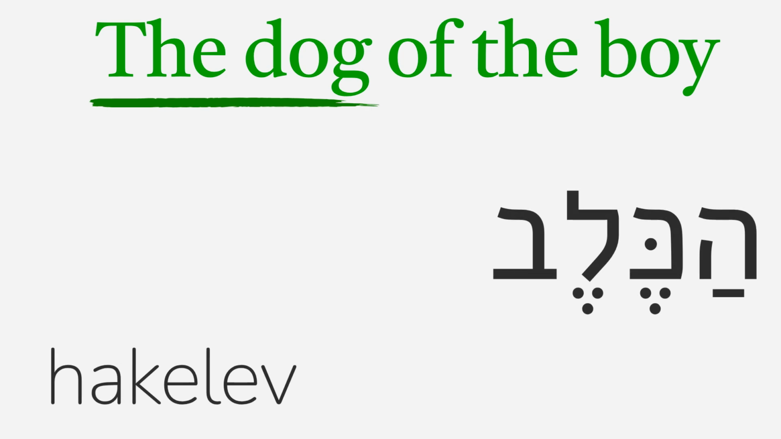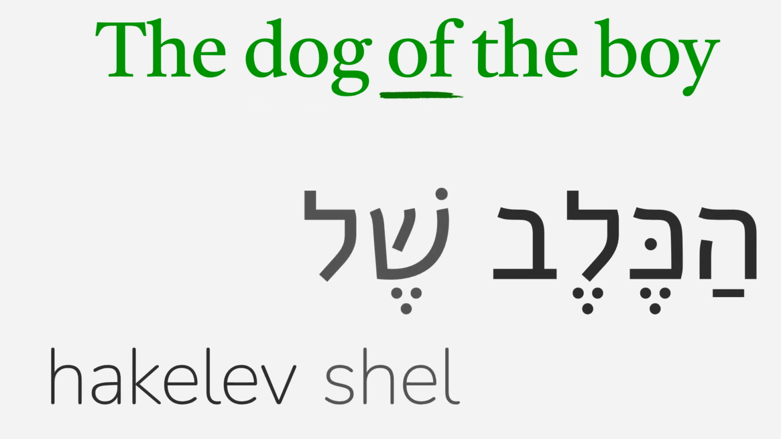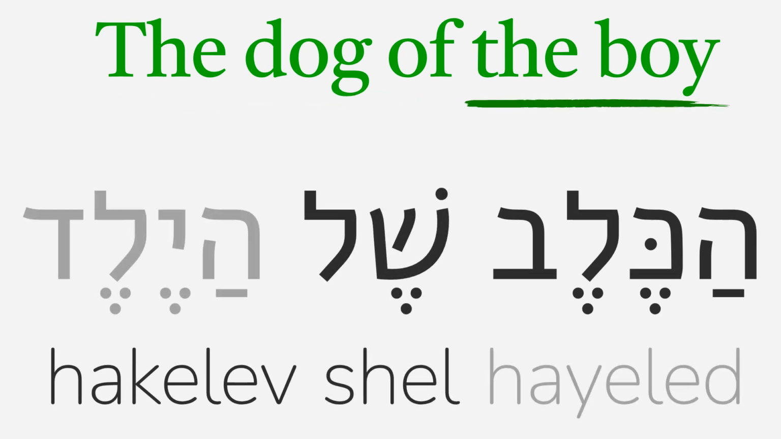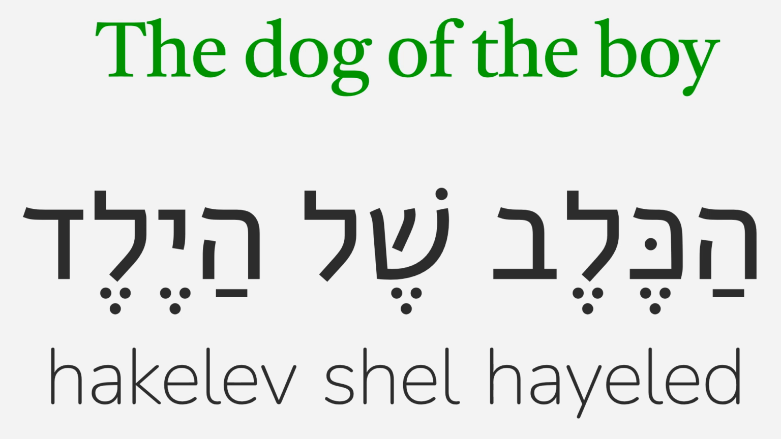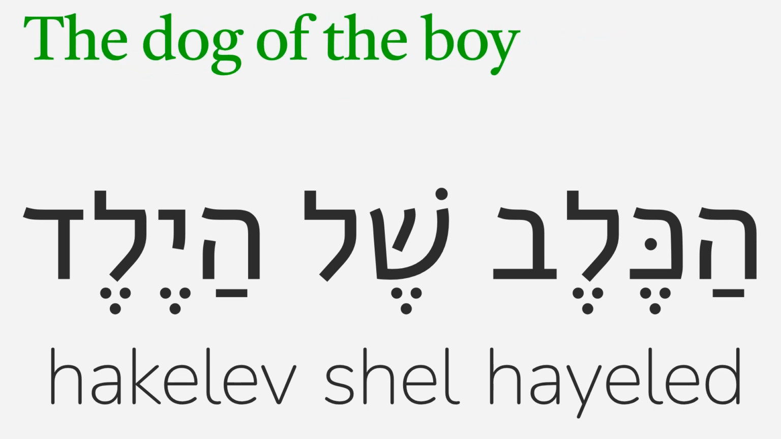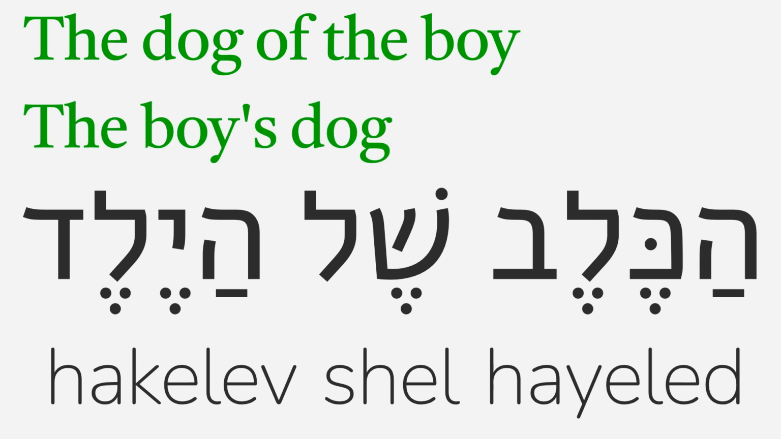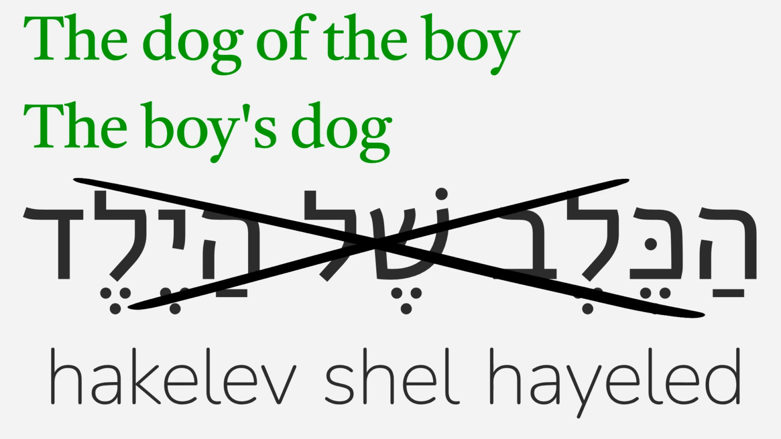Today we are going to begin by translating the sentence, the dog of the boy, using the Hebrew structure we've learned before. The dog is ha-kelev, of is shel, and the boy is ha-yeled. Ha-kelev shel ha-yeled, the dog of the boy, which we can also say as the boy's dog. Ha-kelev shel ha-yeled.